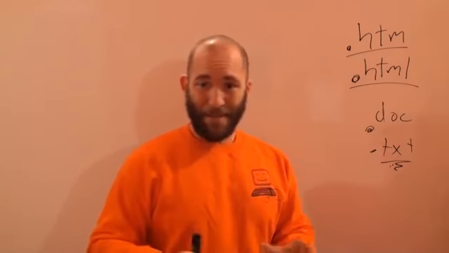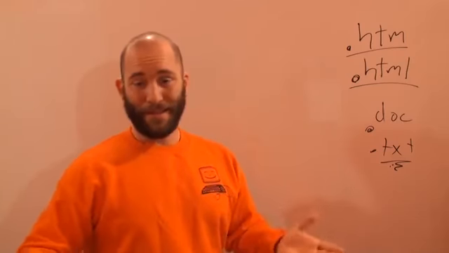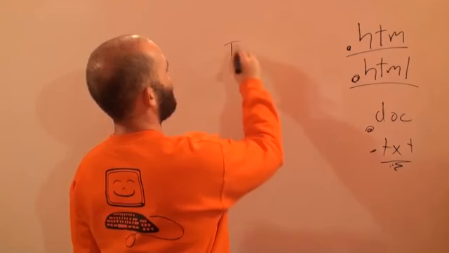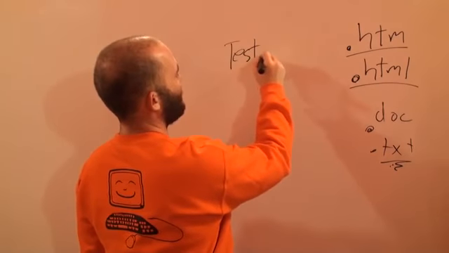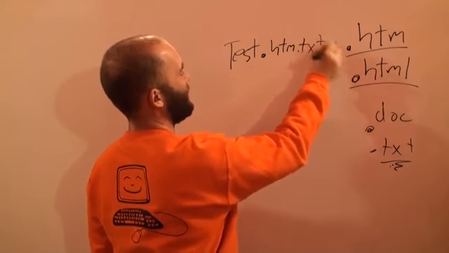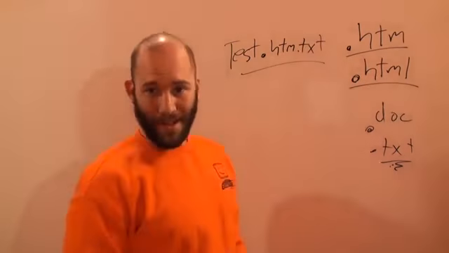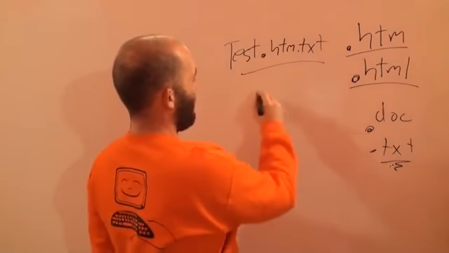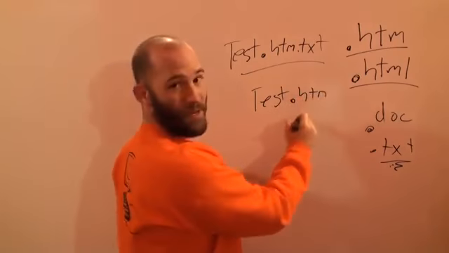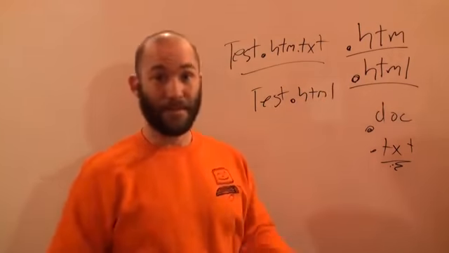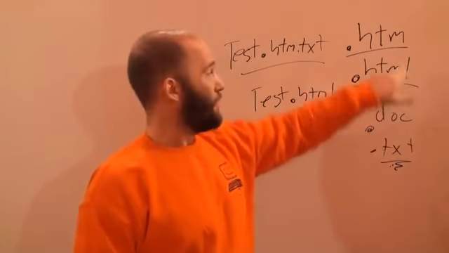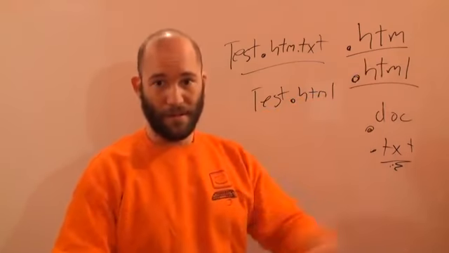One thing that you can get messed up, especially with using a Windows computer to create your web page, is if you create a web page for test, you don't want to end up with test.htm.txt. That won't work as a web page. So if you want a web page for test, it would be test.htm or .html. So it's HTM or HTML. Always has to be the suffix on the end of your title.